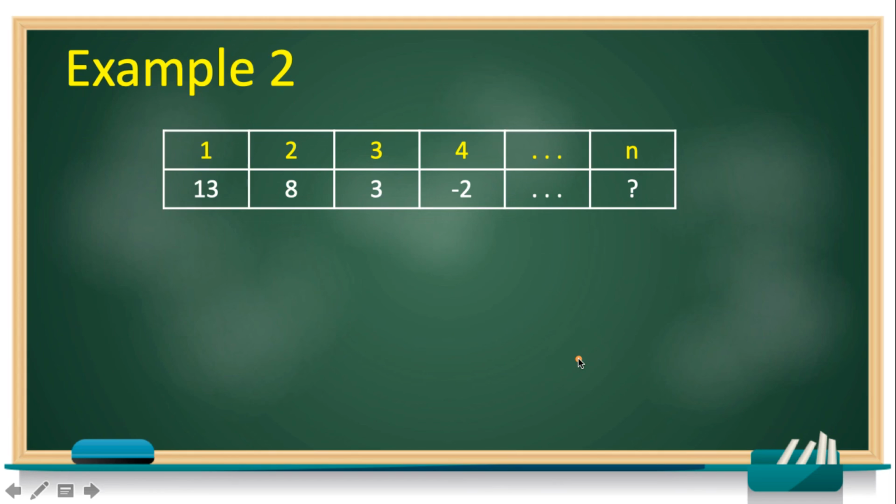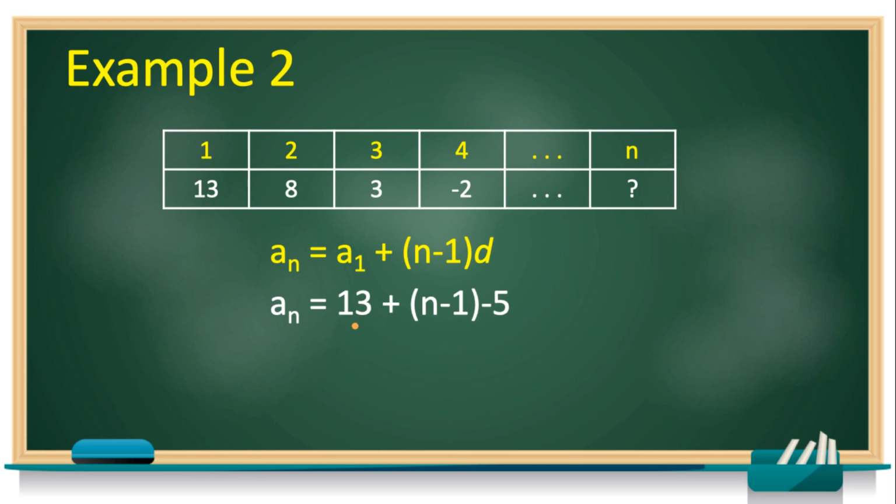Let's take the next example. So what's the general rule again? A sub n is equal to a sub 1 plus the product of n minus 1 and d. Then let's substitute. A sub 1 is 13, and the common difference is, since the sequence is decreasing, negative 5. Then multiply n minus 1 to negative 5.